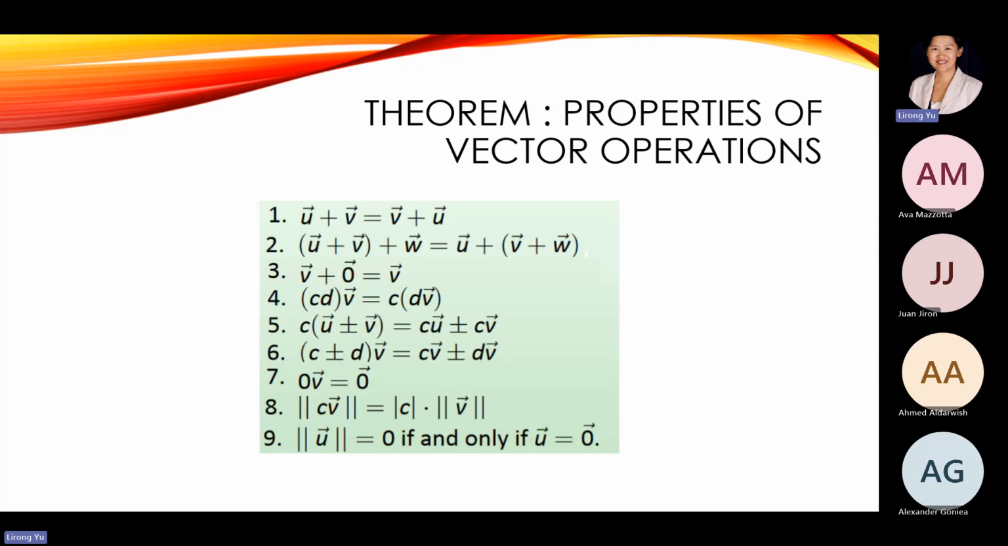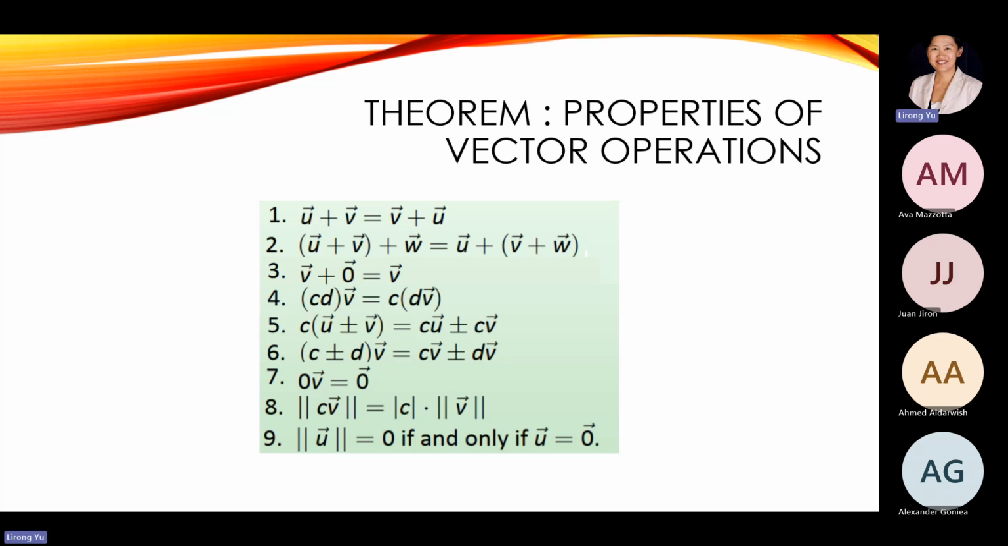Number 7 says if you have a vector, possibly not 0, multiplied by the number 0, you will end up with a 0 vector. Notice that they're not the same, we're just making it into a vector form. So the number 0 multiplied by any vector equals the 0 vector. Number 8 says that if you multiply a vector by a number c, the magnitude equals the original magnitude of the vector multiplied by the absolute value of c. The last one says if the magnitude of a vector equals 0, then this vector has to be the 0 vector.